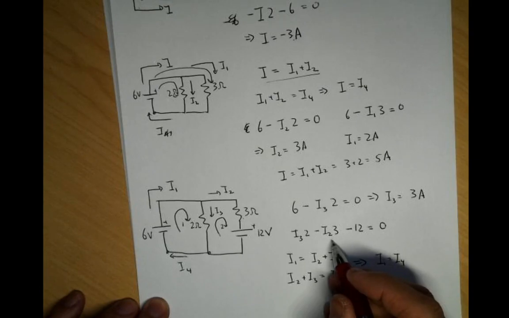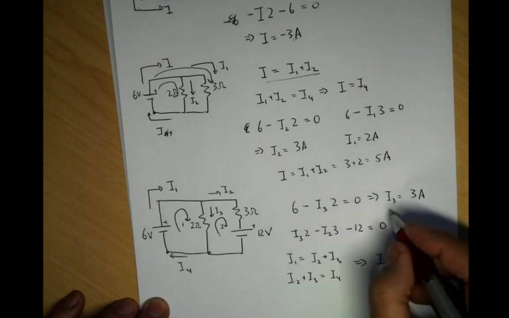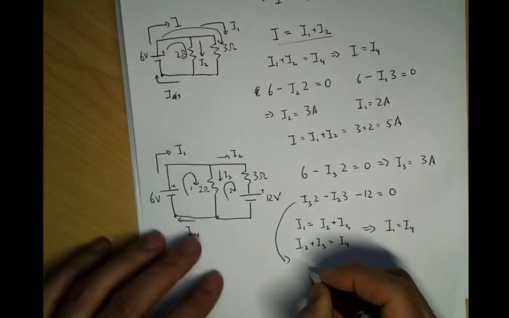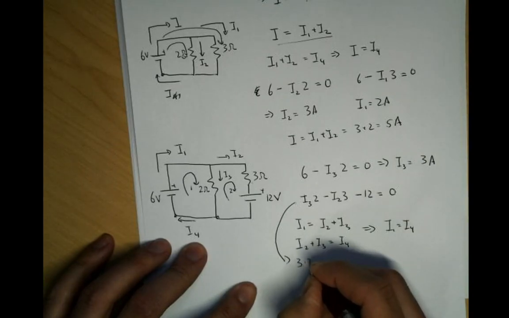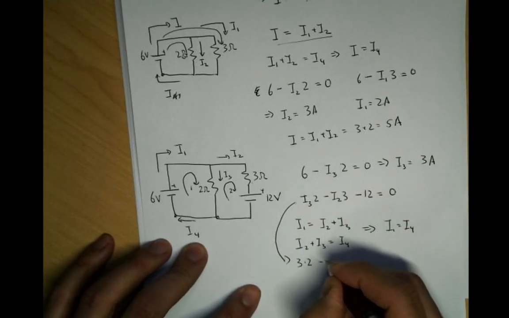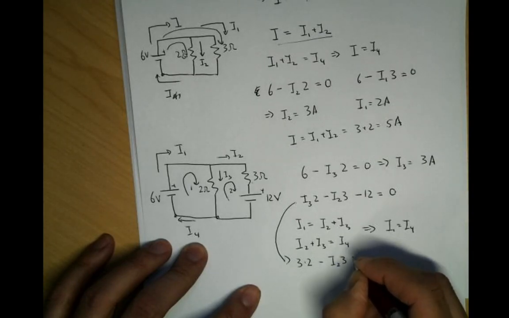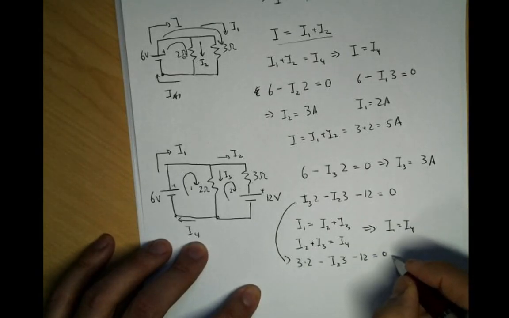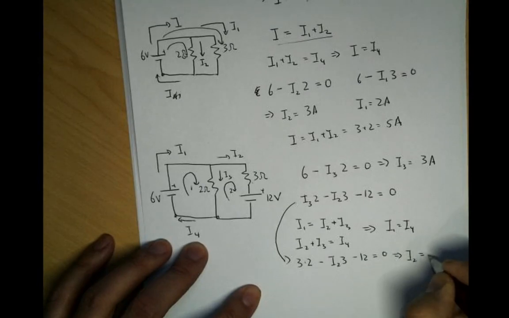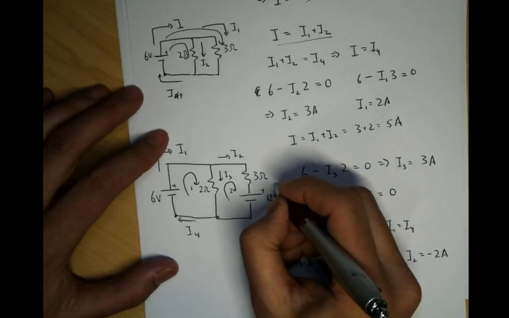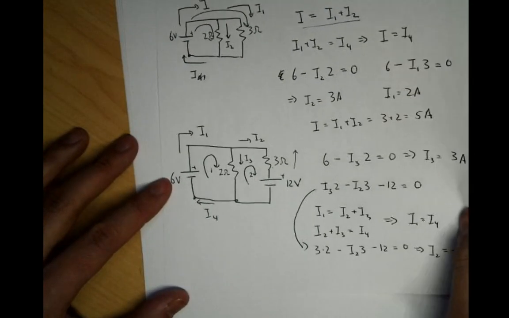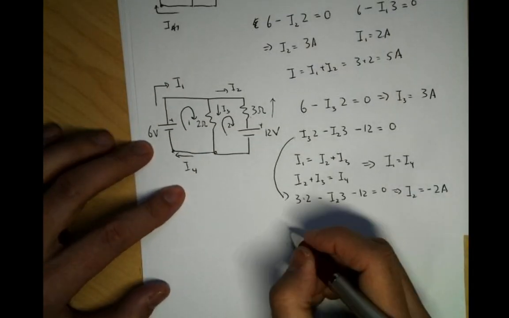And this one right here, well, I figured out what I3 is, so let's plug that in there. So this one is going to be 3 times 2, minus I2 times 3, minus 12 equals 0. 6 minus 12 is minus 6. And so this gives me I2 is equal to minus 2 amps, right? And so what that means is that it's actually flowing in this direction. I pointed I2 this way, as long as I do that, right? And so basically we're essentially done now.